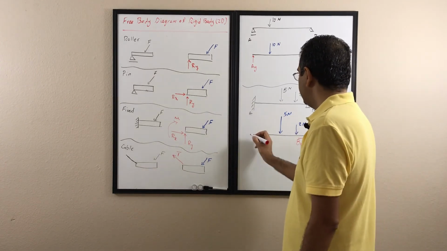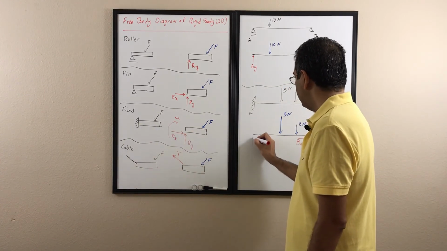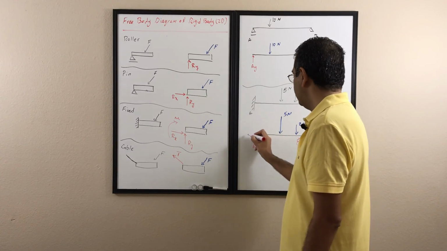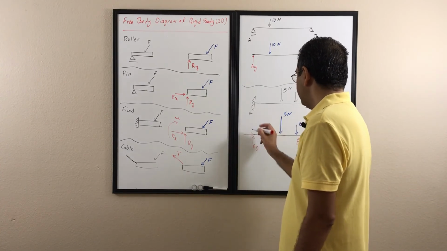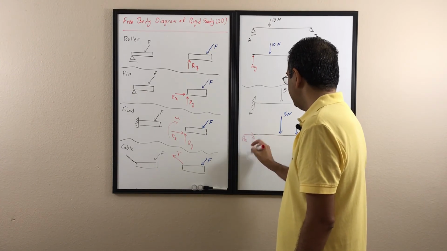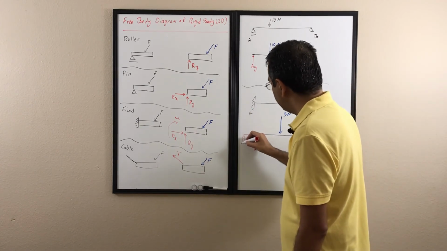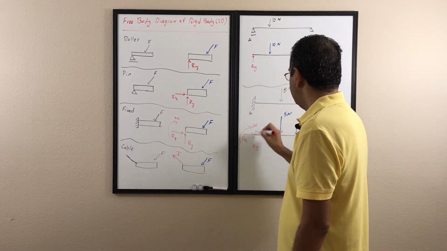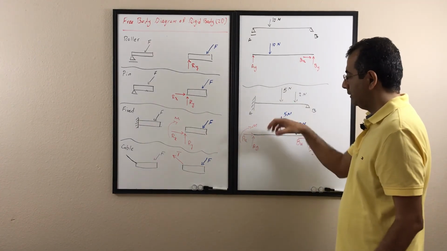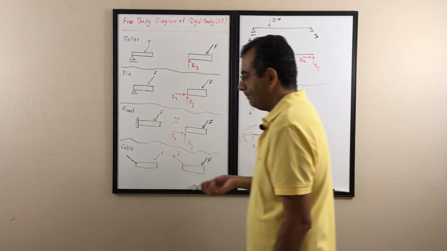Here, the same for this, which is the fixed one. It doesn't let it go up and down, so it's going to be A Y to hold it from moving up or down. Then it doesn't let it go left or right, so we replace it with A X to make sure it's not going left or right. And it doesn't let it rotate, so we are going to add M, to make sure that it also holds it in place and doesn't rotate.